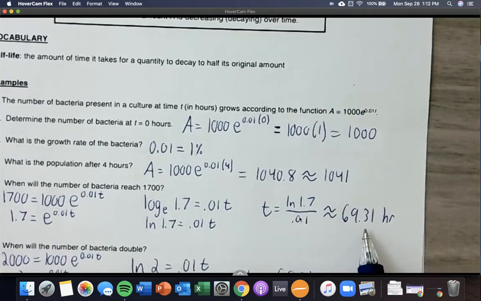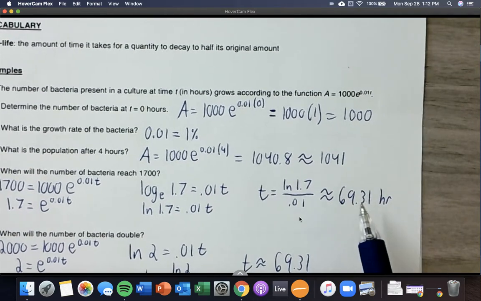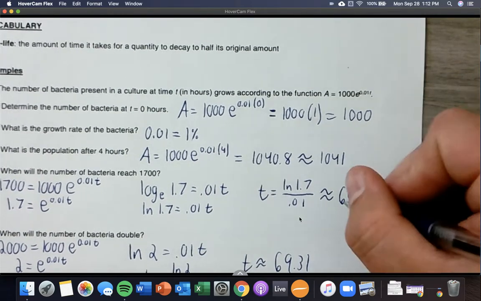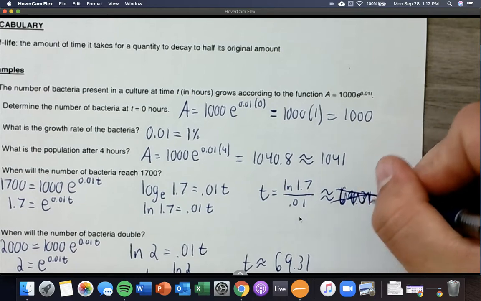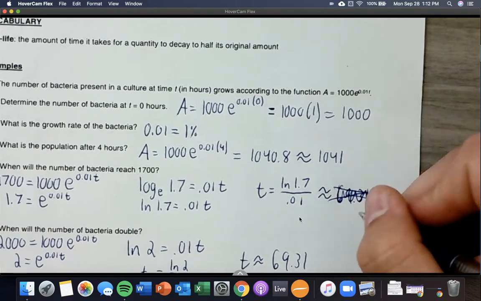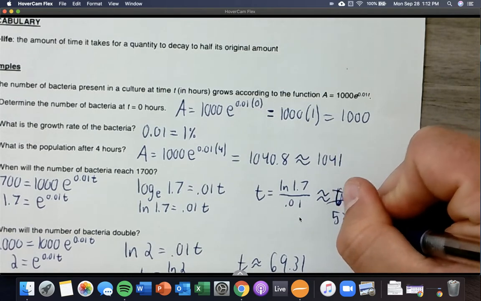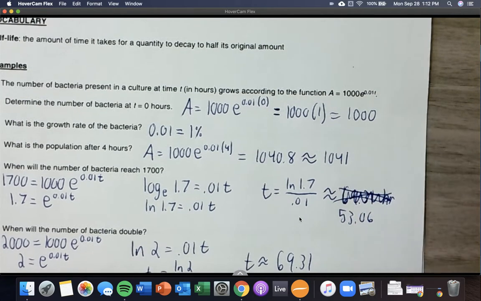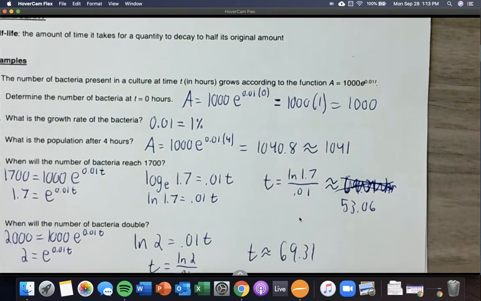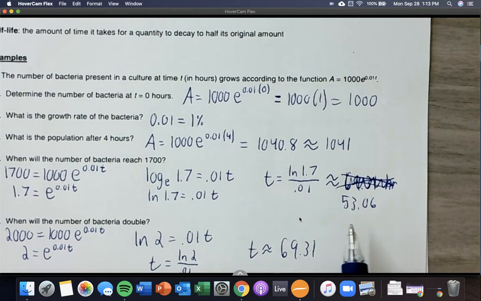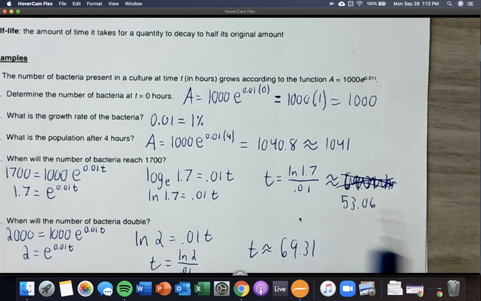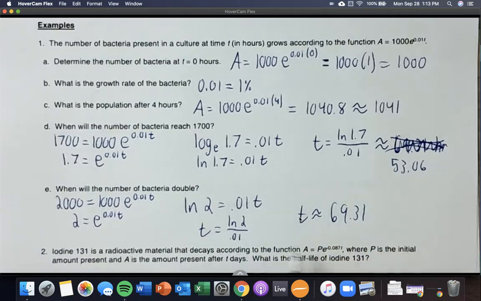And I'm really sorry, guys. I accidentally wrote down the answer to this one as this. This shouldn't be 69.31. We can cross that out. So if you were following along, we would know the answer is actually 53.06. And that's why you should always double check your work. So sorry, again, I just accidentally wrote this answer up here. But this is the correct answer to letter D, and this is the correct answer to letter E.